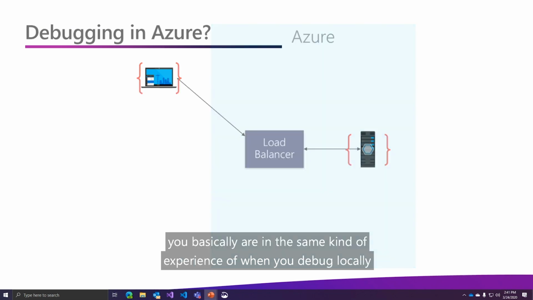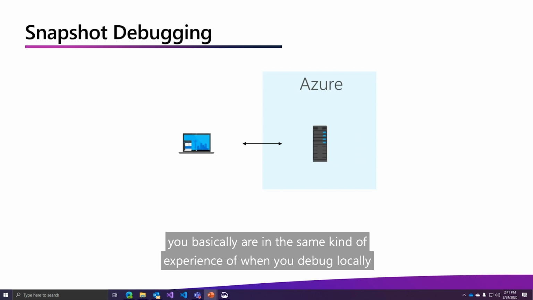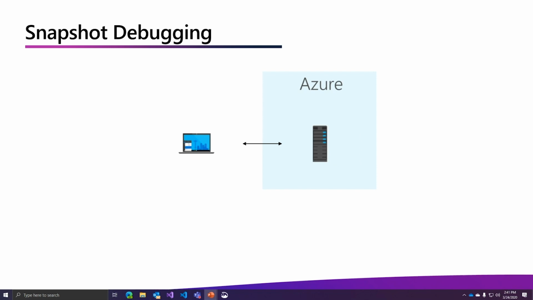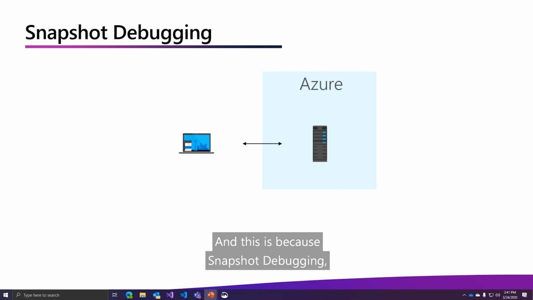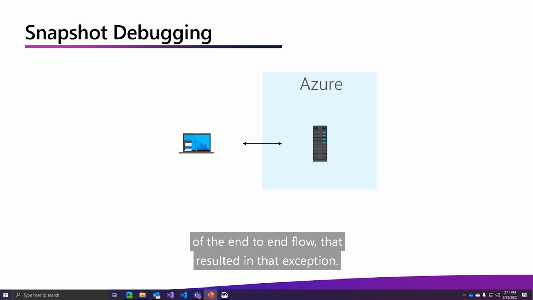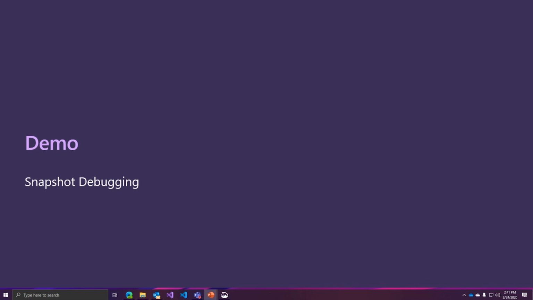And when you have that, you are basically in the same kind of experience as when you debug locally, because you have a one-to-one relationship. And this is because snapshot debugging captures the unique call stack for a specific session. So you can debug without having to understand which client or server was part of the end-to-end flow that resulted in that exception. So let's take a look at this.